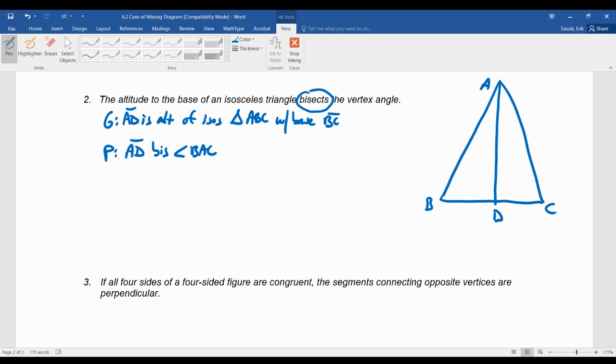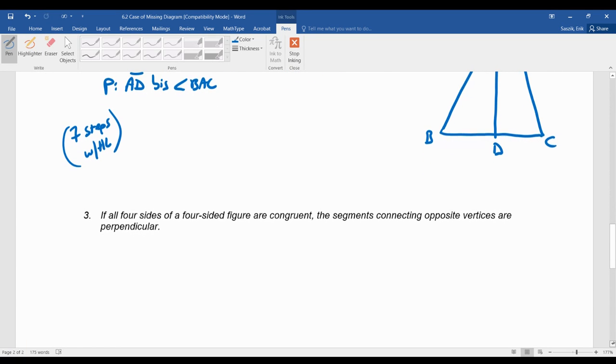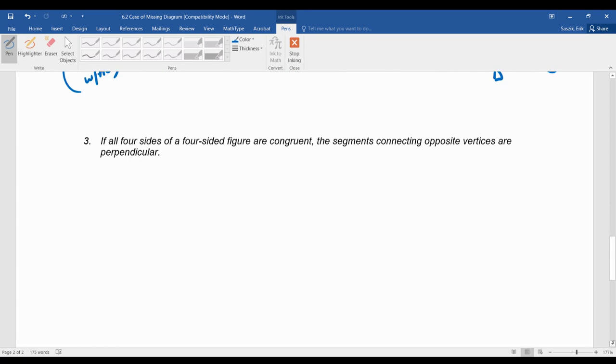So I have 7 steps using HL. I think you have to use HL here, I believe. So that's what I had if you want to practice. Okay. You guys at this stage should be able to figure it out yourself.